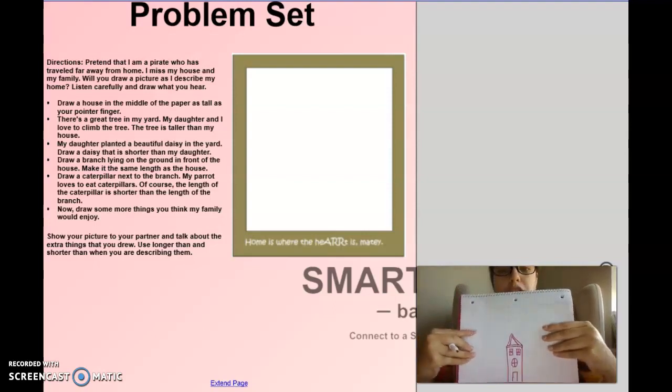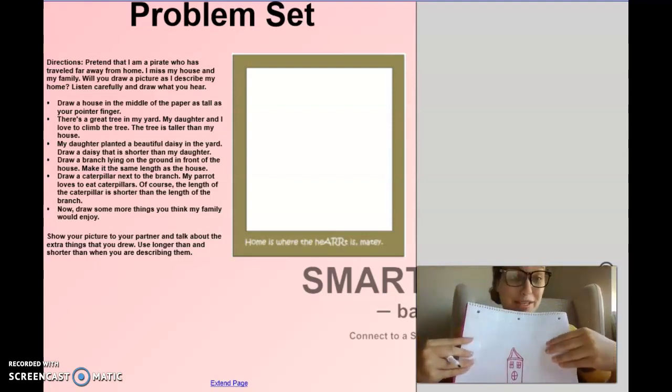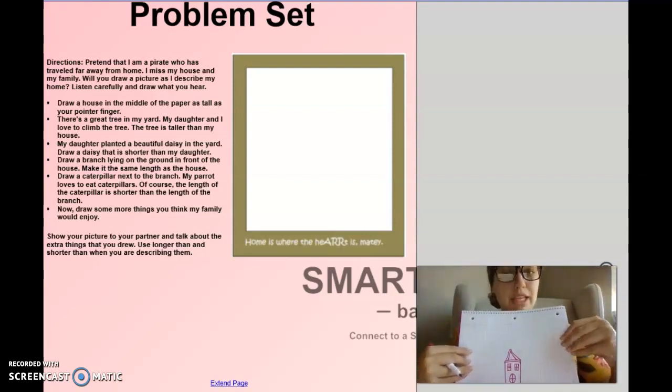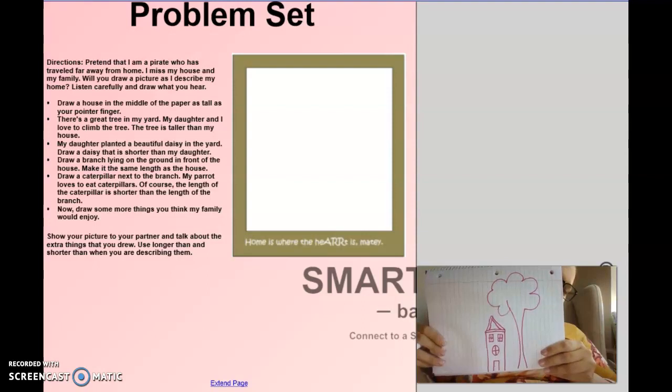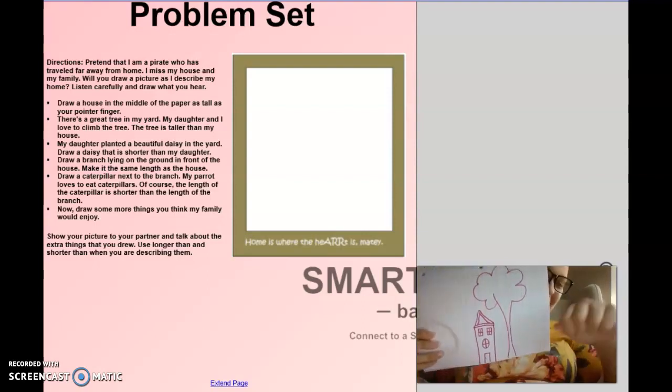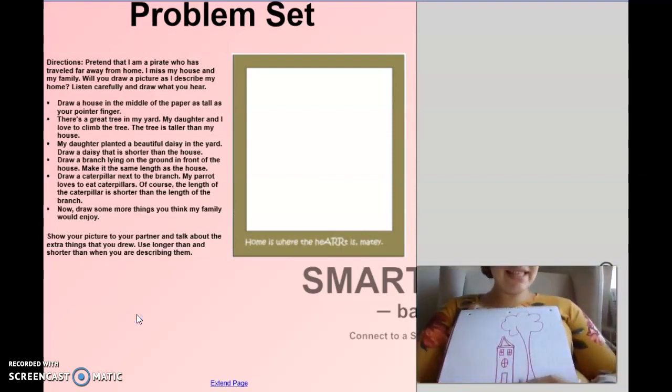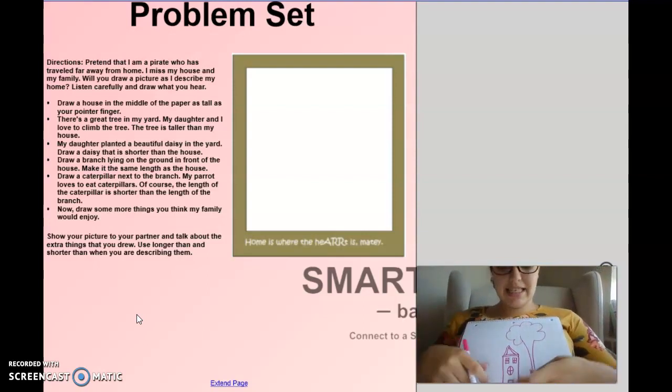Now, there is a great big tree in my yard because my daughter and I love to climb trees, and it is taller than the house. Can you draw me a tree that's taller than my house? And then unpause me when you're finished. Is my tree taller than my house? Yeah, it is.